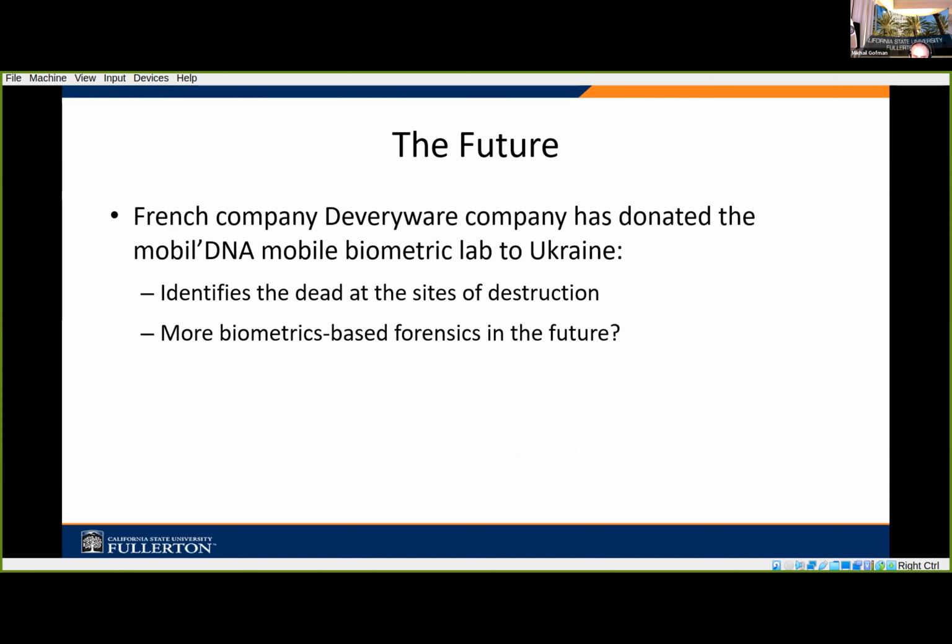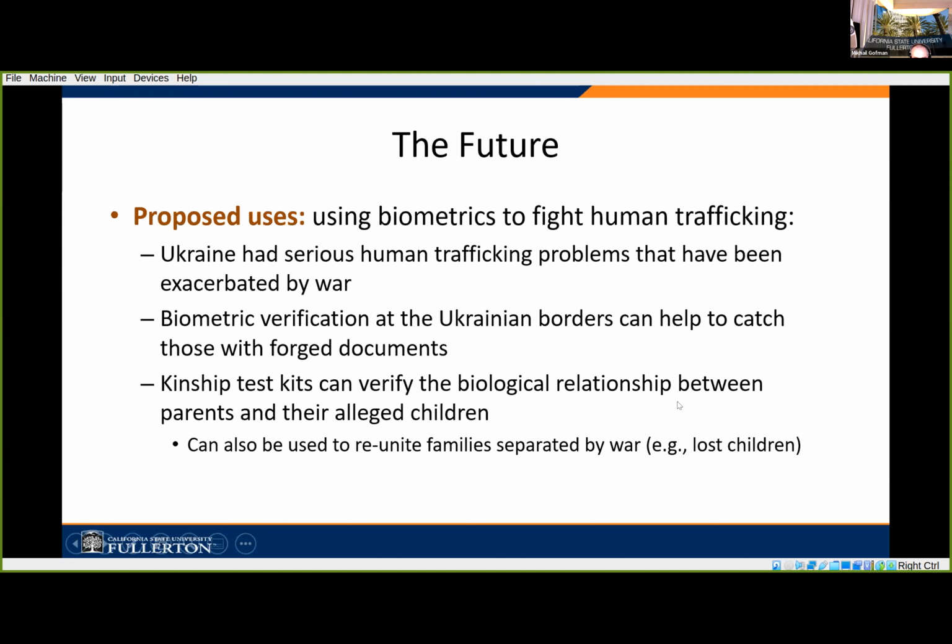In fact, that's already beginning to happen. A French company called WWII has donated a mobile biometric lab to Ukraine. It's basically a van that has a biometrics DNA lab inside of it, and it's currently being used to identify the dead at sites of destruction, because oftentimes, for example, facial traits and other recognizable traits cannot be discerned because of the damage that has been done to them. So this could also mean that this will be used more in the future, and we'll probably see more uses of biometrics-based forensics in the future. Perhaps we'll see more countries donating biometric capabilities to Ukraine, which could help, not just with doing forensics, but also potentially with implementing the kinship test kits.